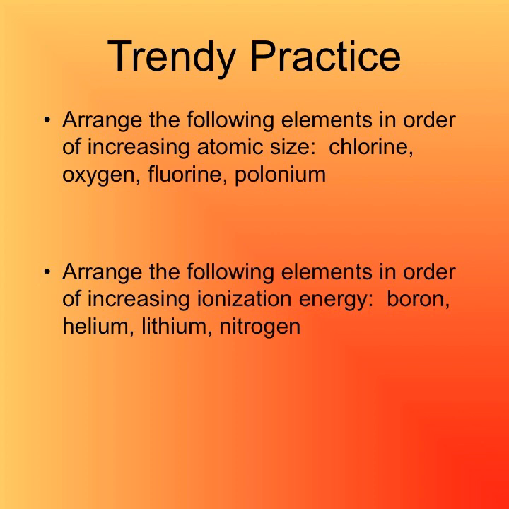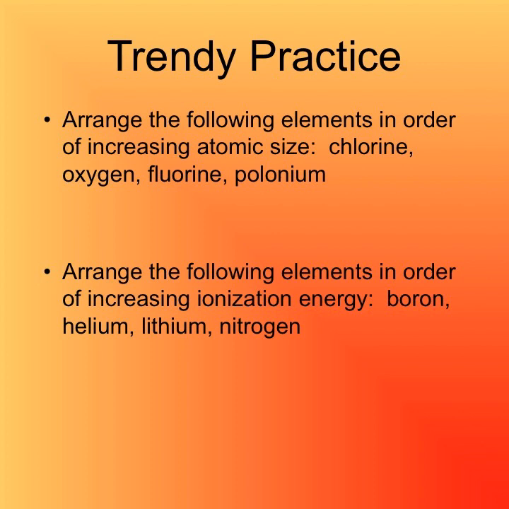So now I have a slide that asks you to do some practice with these trends and arrange the following elements in order of increasing atomic size. I've given you chlorine, oxygen, fluorine, and polonium. So what you need to do is locate those elements, turn off the podcast, do the ordering using greater than or less than signs. I've asked you to arrange in order of increasing, so you'll say so-and-so is less than so-and-so is less than so-and-so, and so on. And then turn the podcast back on. We're going to do 4 of these practice things. Get used to clicking pause and then clicking start so you can hear me give you your answers.